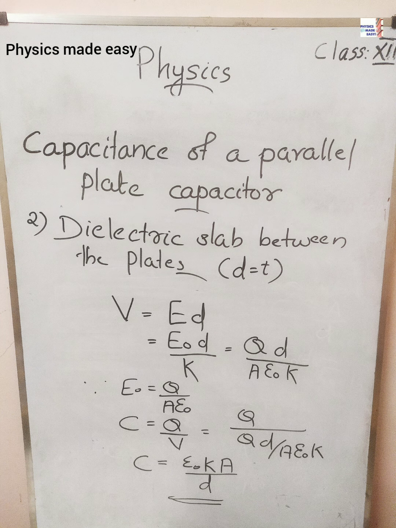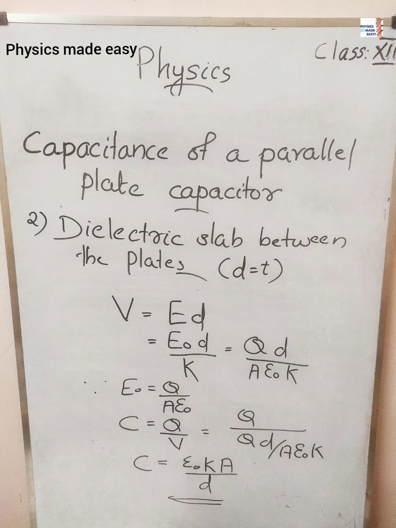Now potential difference is equal to E into D. Then substitute for E. E is equal to E0 by K. Then you will get E0 D by K. Now you know E0 is equal to Q divided by epsilon 0 A. So we can write potential as Q D by A epsilon 0 K.